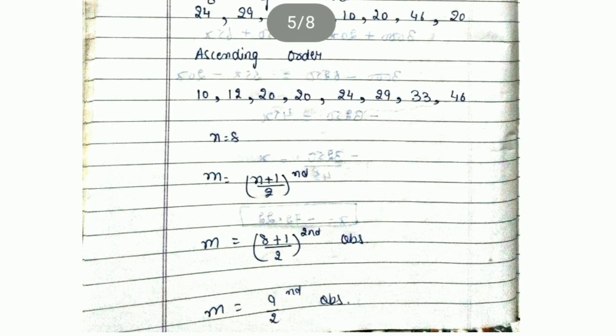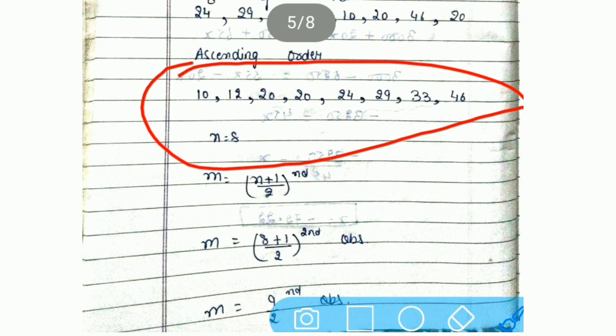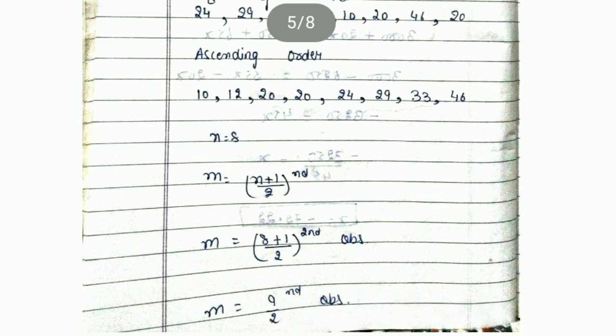So in this way we have put our question into ascending order. Now our final answer is always based on the ascending order. Ascending order के ऊपर ही final answer चलता है. Now number of observations, count the numbers, that is 1, 2, 3, 4, 5, 6, 7, 8. 8 numbers are there, so our n equals to 8. So this is our full question. Now on the basis of this question we have to calculate median. So let us put the formula of median.